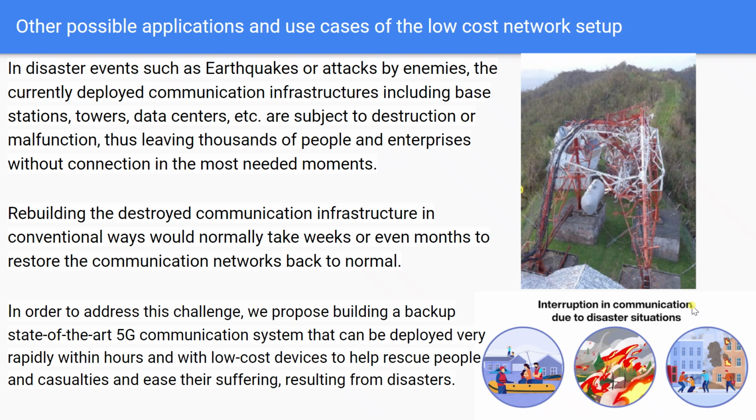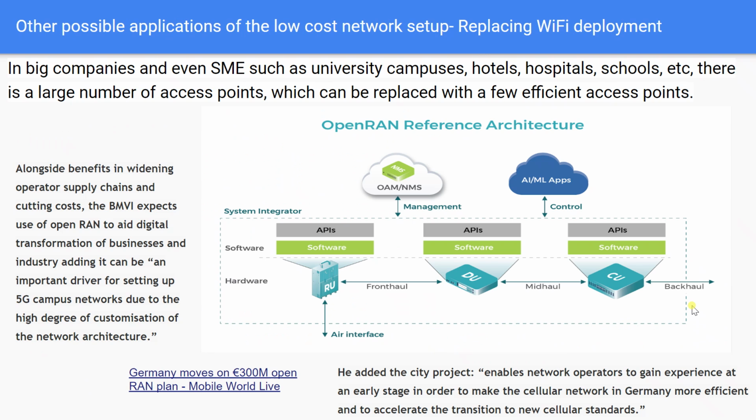In order to address this challenge, one might propose building a backup state-of-the-art 5G communication system that can be deployed very rapidly within hours and with low-cost devices to help rescue people and casualties and ease their suffering resulting from disasters. So this is a great, amazing potential use case for a private 5G network.